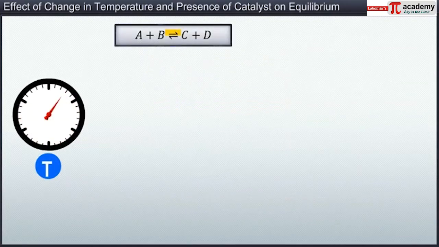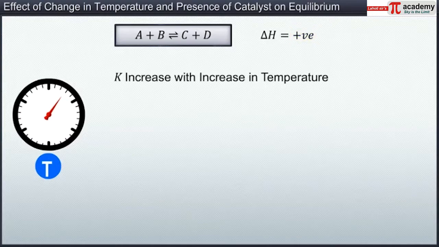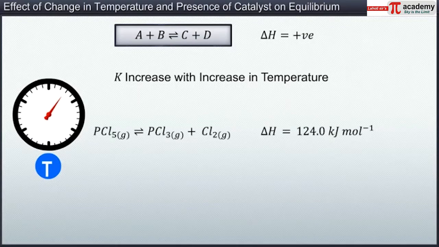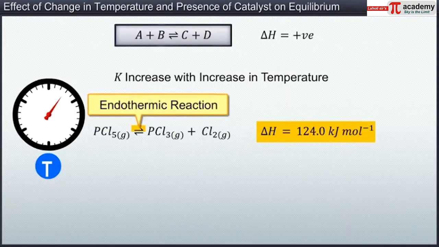Equilibria in which the forward reaction is endothermic, that is, where the enthalpy change is positive, have equilibrium constants that increase with an increase in temperature. Consider the gas phase reaction of the decomposition of phosphorus pentachloride into phosphorus trichloride and chlorine. The positive enthalpy change for this reaction indicates the endothermic nature of the forward reaction.